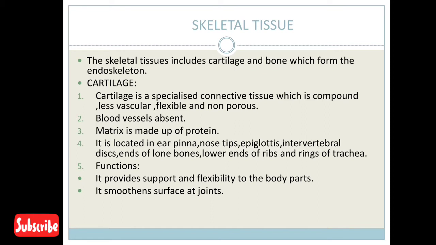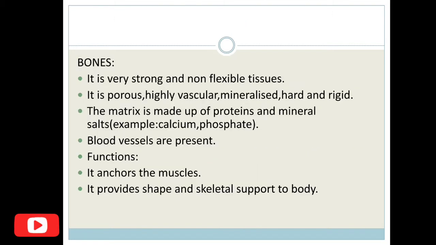The main function is that it provides support and flexibility to the body parts, and it smoothens the surface at the joints. The next type of skeletal tissue is the bone. Bone is the strongest and it is not flexible. Can a bone be flexible? No, it is not flexible, and it is porous and highly vascular. The matrix here is made up of proteins and mineral salts, that is calcium and phosphate. That is what our bones are made up of, and here the blood vessels are present.